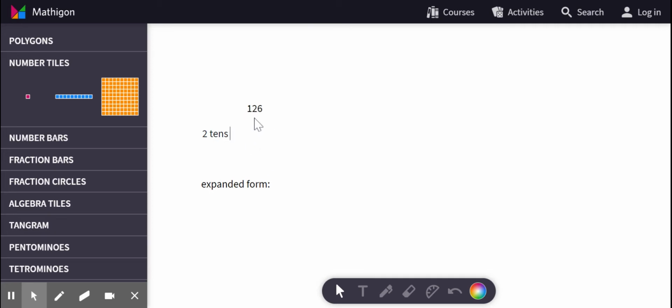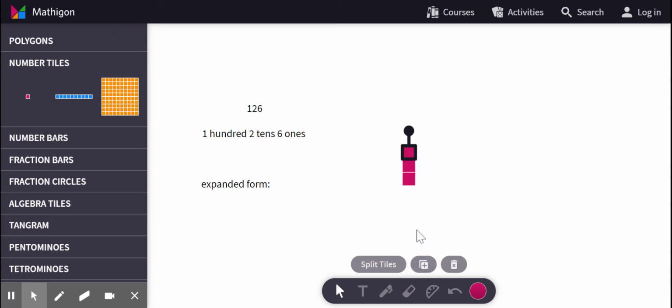That's what this 2 right there tells me. I know I have 6 ones because that's what the 6 tells me. What does that 1 mean? That 1 is in the hundreds place. So that tells me I have 100. So I have 100, 2 tens, and 6 ones. So I know that I could draw my 6 ones, right? Just like we've been doing.